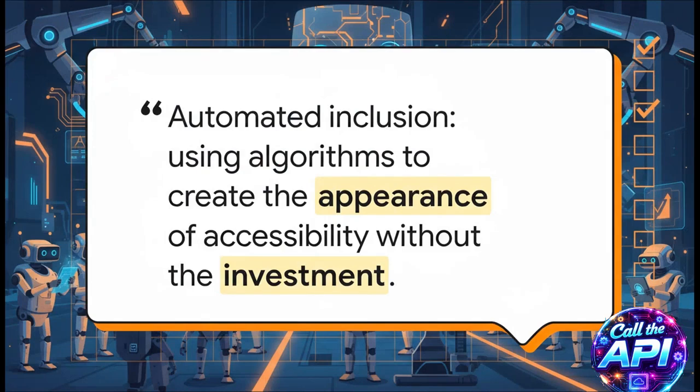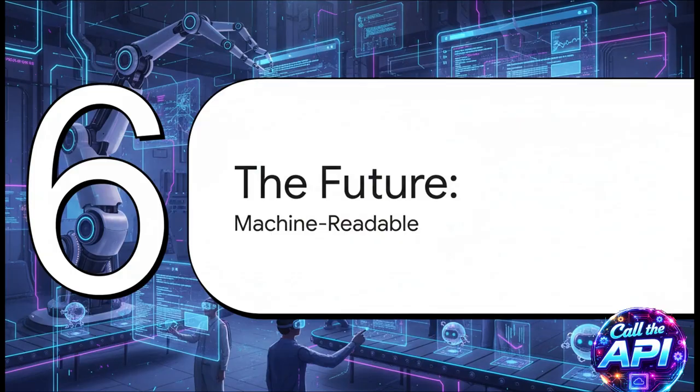The American Foundation for the Blind has a fantastic, if chilling, name for this problem: automated inclusion. It's the danger of just using an algorithm to check a box. You get the appearance of being accessible without doing the real work to actually be accessible. It's all for show.